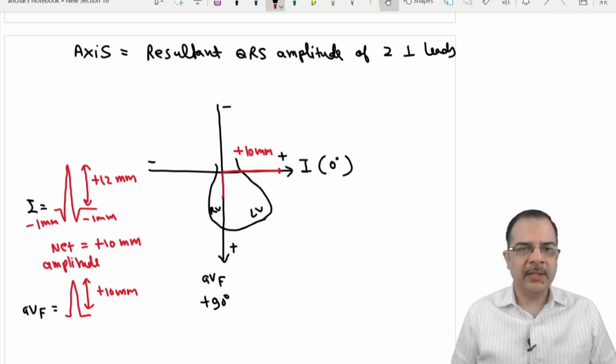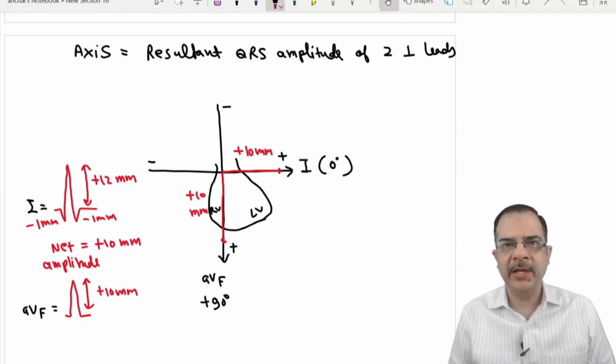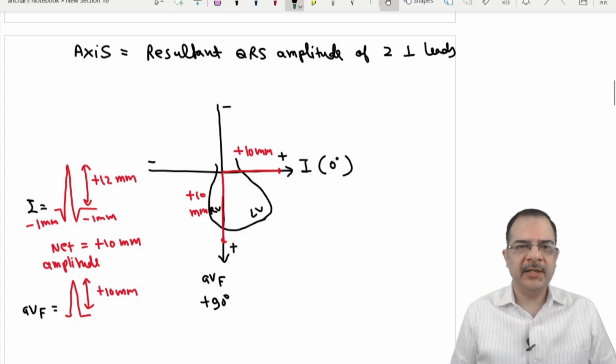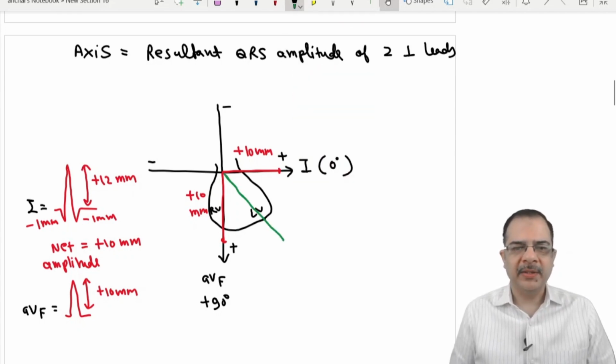So we draw plus 10 here, plus 10 mm line here. So the resultant QRS amplitude of two perpendicular leads. So this resultant will be mandatory in this quadrant, and in this direction mandatory. This is the net depolarization direction of the ventricle, and that is normal because the left ventricle is on this side.